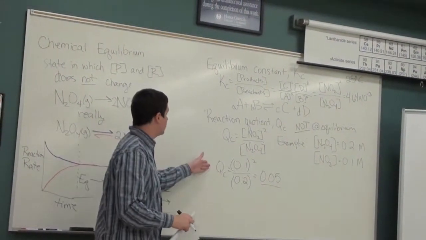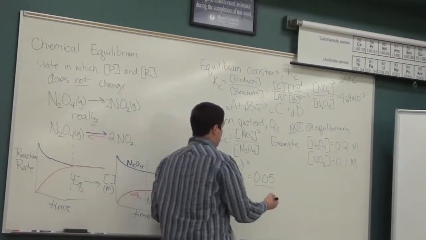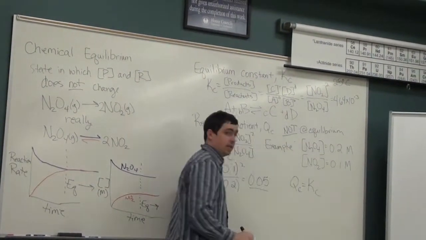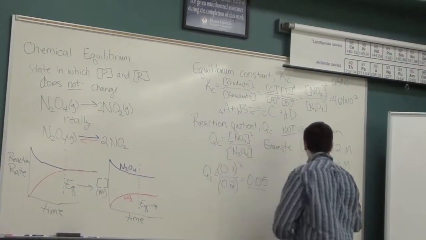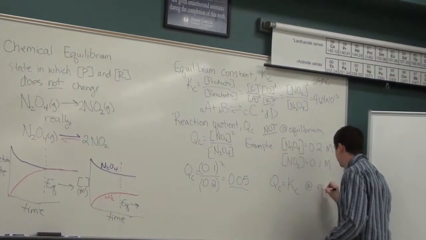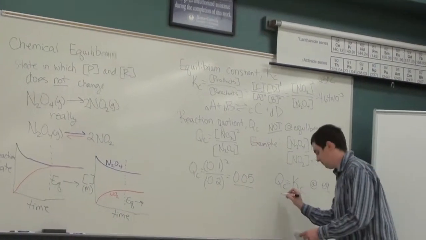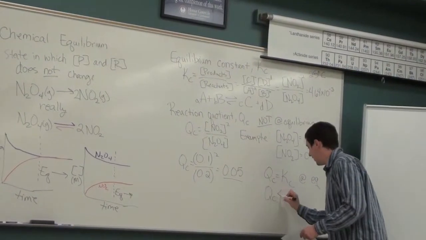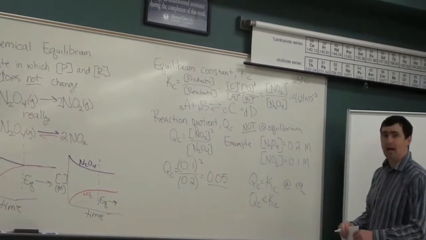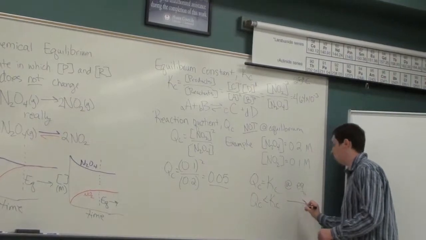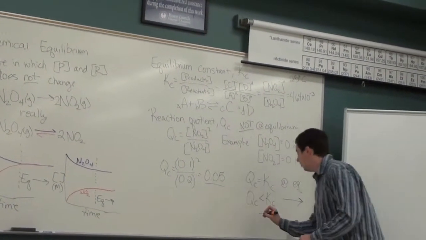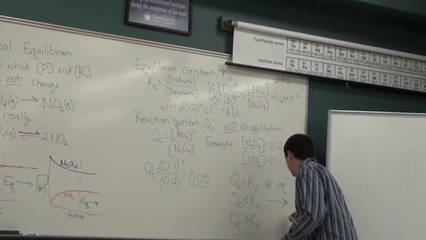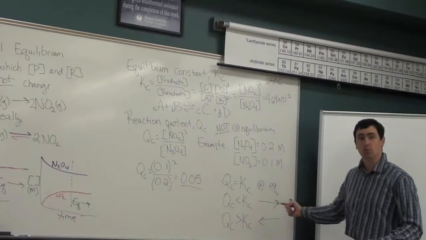Well, we can relate Qc back to our equilibrium constant. If Qc happened to be equal to Kc, our equilibrium constant, then we know that we are at equilibrium. But if our reaction quotient is less than Kc, then we know our reaction is going to proceed in the forward direction. In contrast, if our Qc is greater than Kc, then we know the dominating reaction will be in the reverse direction.